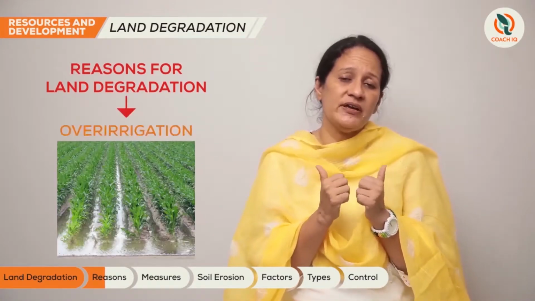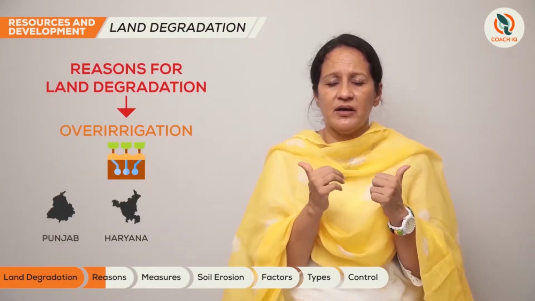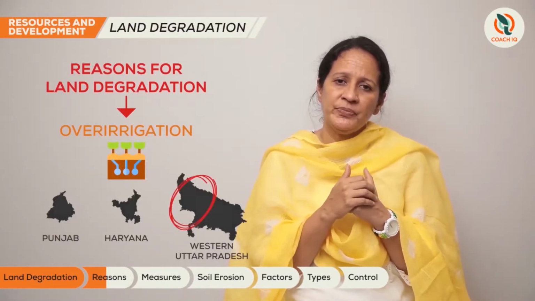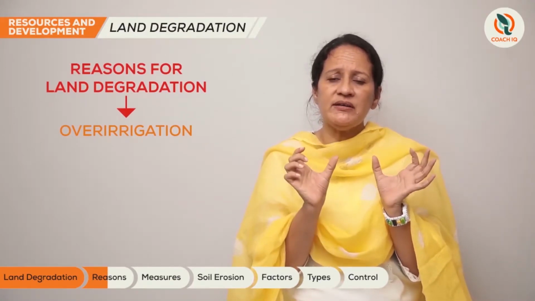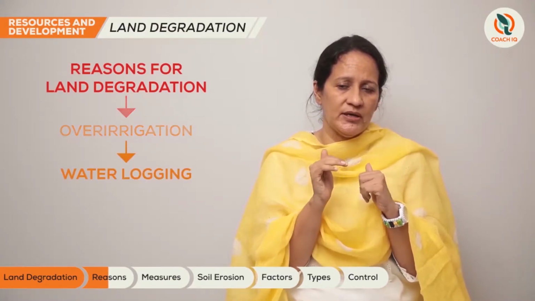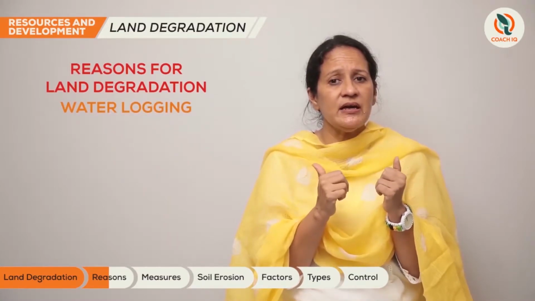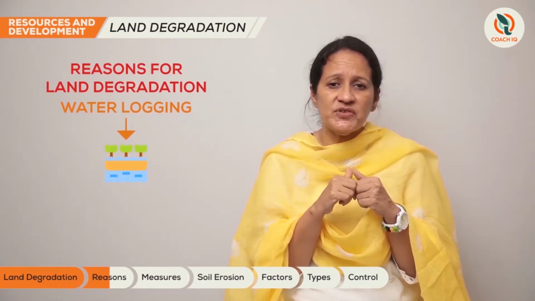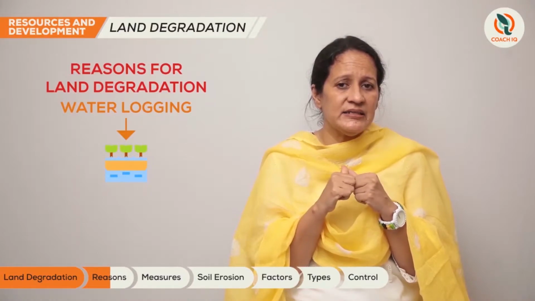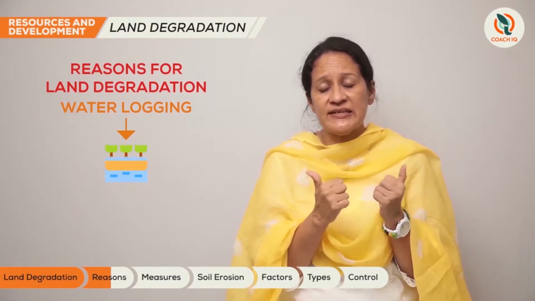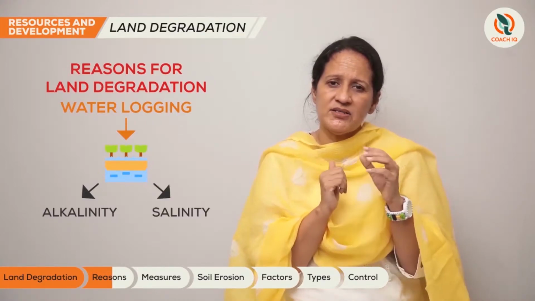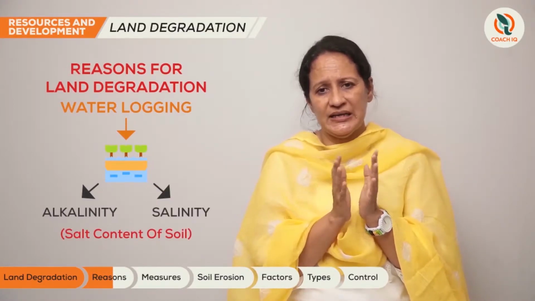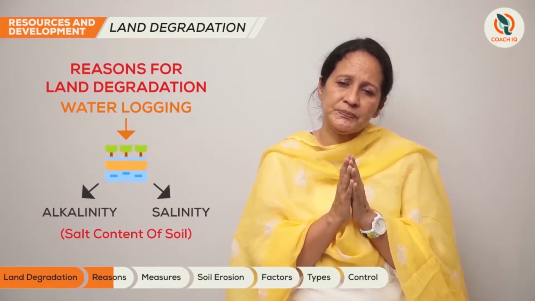Fourth is over irrigation in Punjab, Haryana, Western Uttar Pradesh. Over irrigation, not irrigation, but over irrigation leads to waterlogging. Waterlogging again has two consequences which are not good, and that is it increases, what does it increase? The alkalinity and salinity of the soil. That is, the salt content of the soil will increase, which is not good.